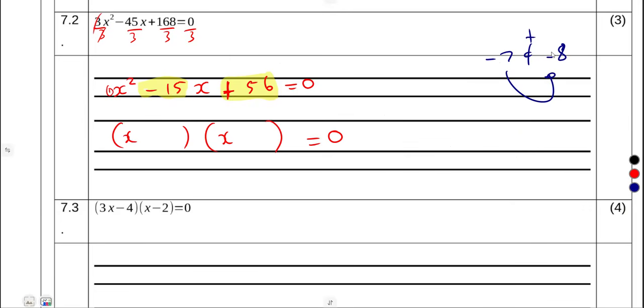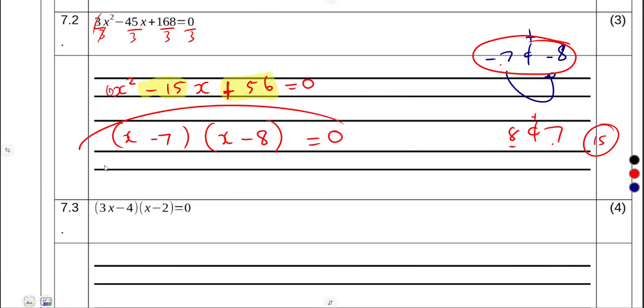But the best are actually the ones that will give us a negative 15, which is negative 7 and negative 8 only. So the trial and error is just to give us 8 and 7. It gives us 56. But if I add 8 plus 7, it gives us 15, not negative 15. So you must be very careful.